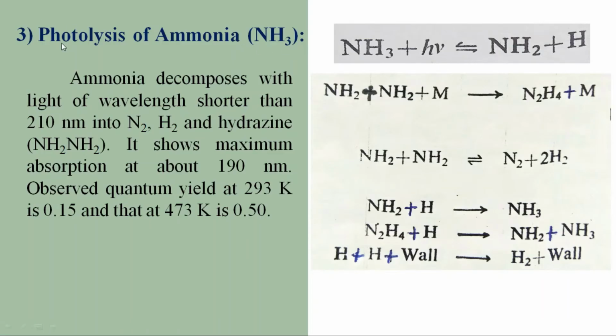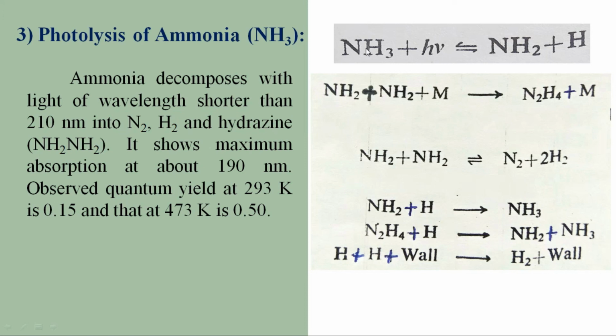The next one is photolysis of ammonia. Ammonia decomposes with light whose wavelength is shorter than 210 nanometer into nitrogen, hydrogen and hydrazine. It shows a maximum absorption at 119 nanometer, and it is observed that the quantum yield at 293 Kelvin is 0.15, and at 473 Kelvin it is 0.50.